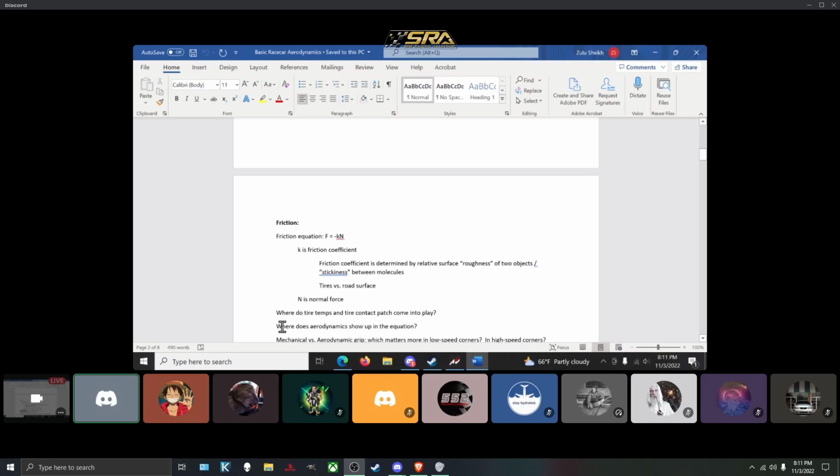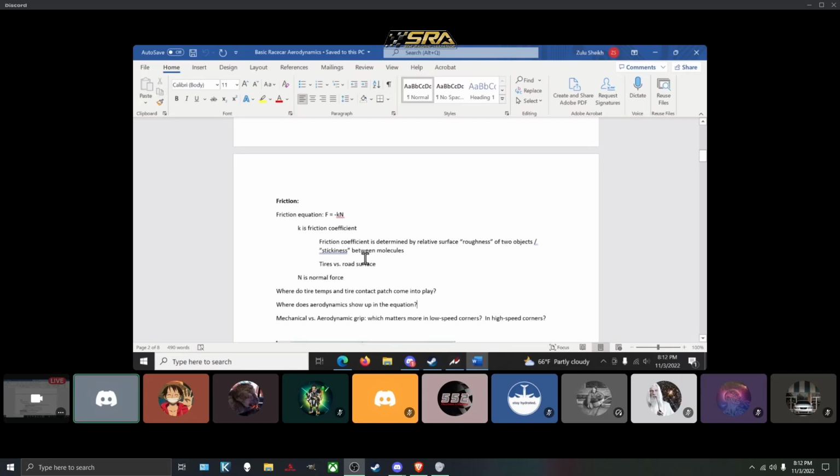Okay, and then how about aerodynamics? Where does aerodynamics show up in this equation? Imagine they determine normal force. Exactly right. The weight of the car has an impact on normal force, and then aerodynamics has a much more dramatic effect. So let's think about this mechanical versus aerodynamic grip.